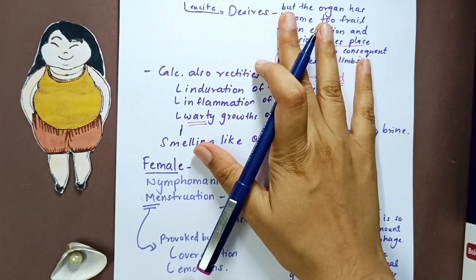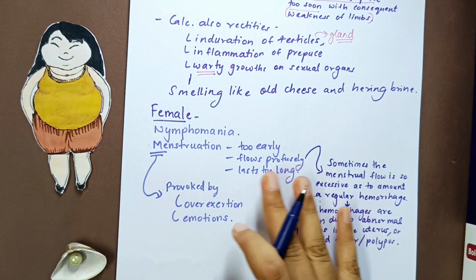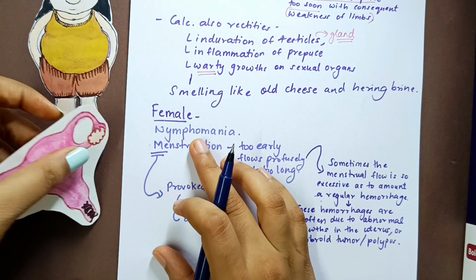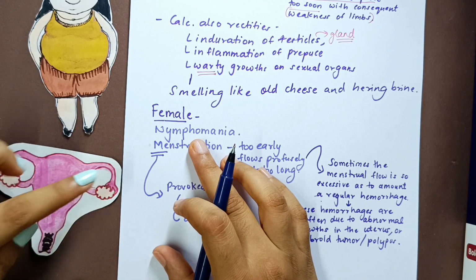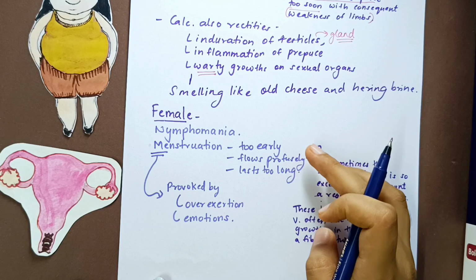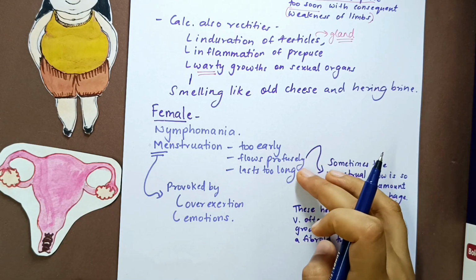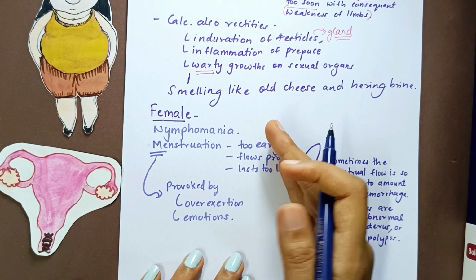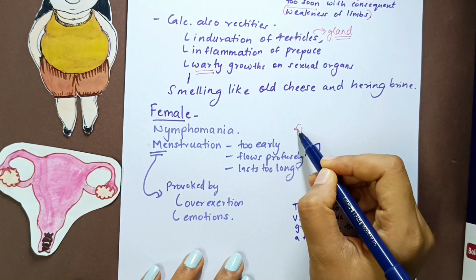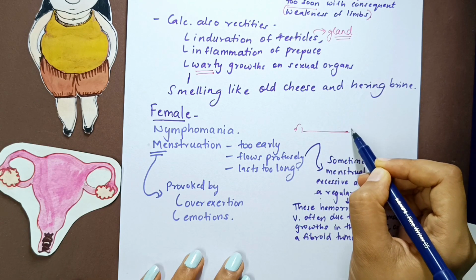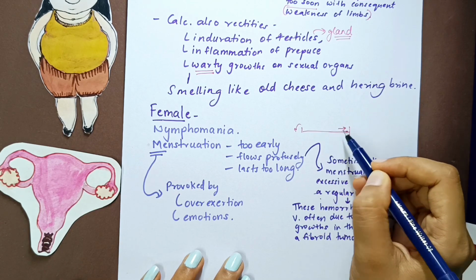Okay, next coming to the female related symptoms of Calcarea carb. When we talk about the female related symptoms, there is nymphomania, meaning excessive sexual desire. The menstruation which takes place in these patients will be too early, it will flow profusely, and will last too long. So first of all, it will take place before the due date. It will flow profusely all along, and will last for too long.